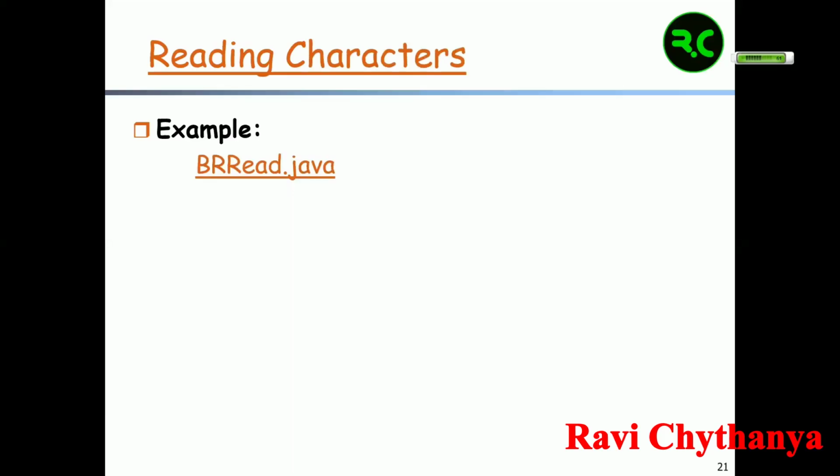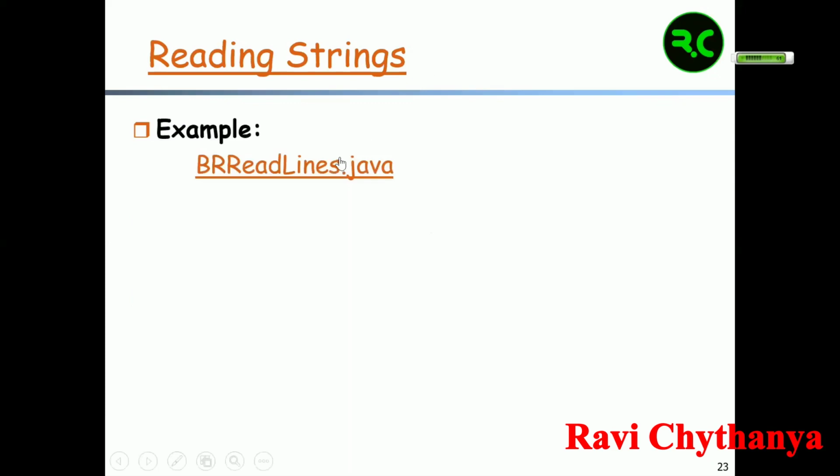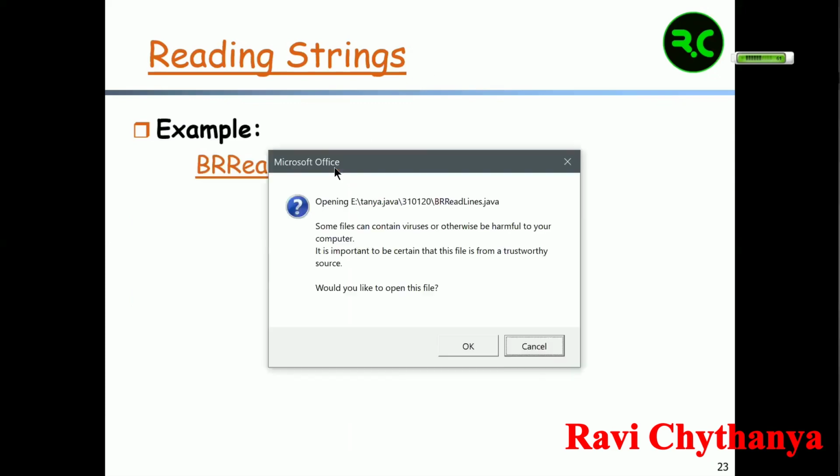But I want to read them as strings. Then I need to use the readLine method, which is going to return a string object, and it is also going to throw an IOException. Whatever functions and classes we use in our IO stream, they are going to throw an exception called IOException. Okay, so we have ReadLines.java.